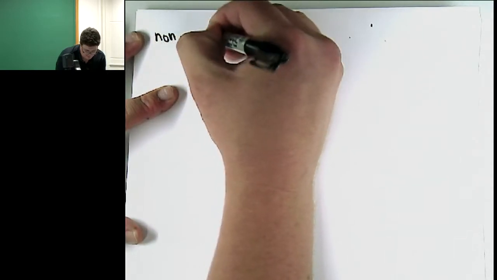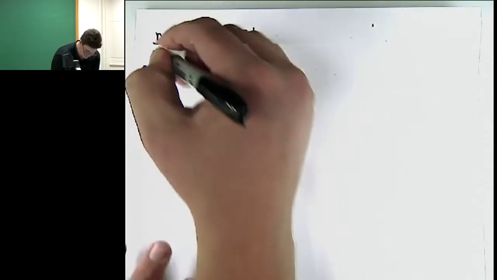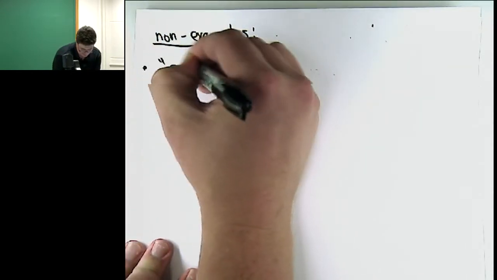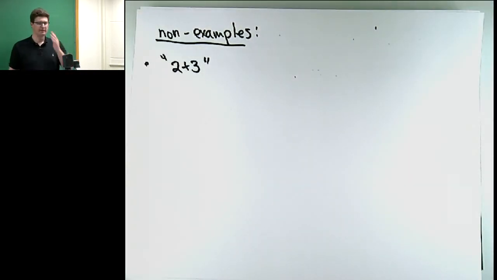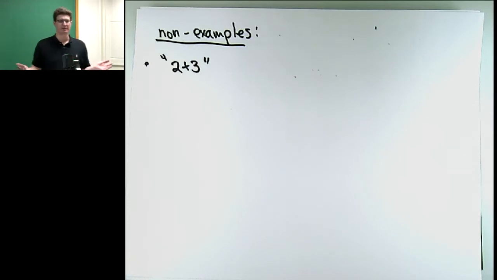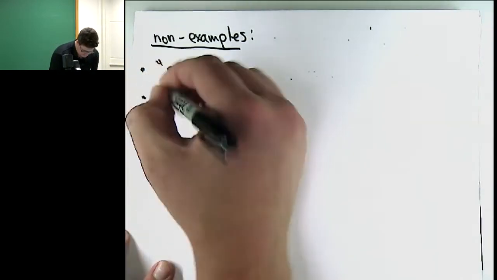Non-examples. So non-propositions. Okay, so here's one. Let's do 2 plus 3. 2 plus 3 what? Right? 2 plus 3, it doesn't make sense to say whether this is true or false. It's just a number. We didn't say anything about it.